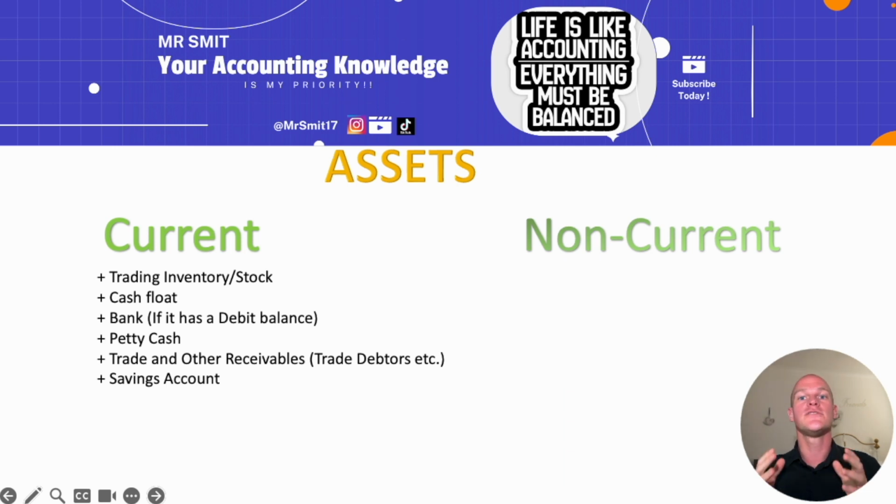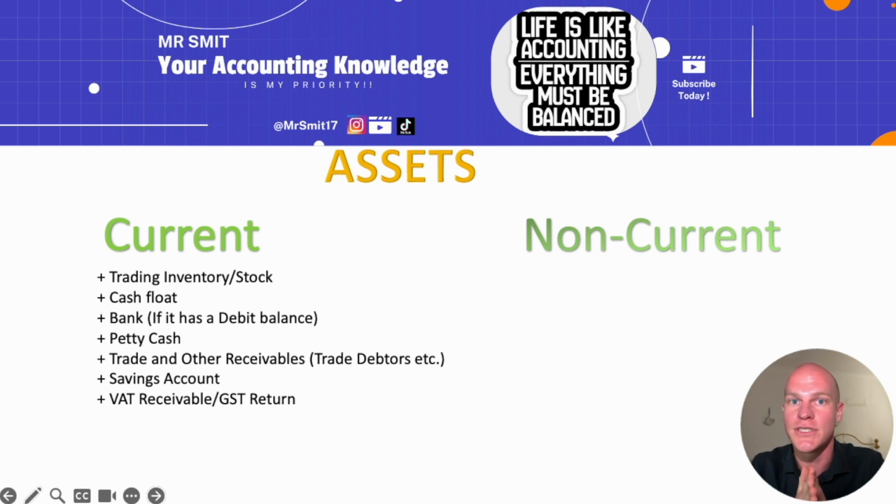Savings account: your savings account is always going to be an asset, because some savings accounts just accumulate growth and growth and growth if you put it into the correct savings account, I must just say. Then finally, if your country of origin deals with VAT or GST, known as goods and services tax, it is beneficial and it becomes an asset to the business when we get a VAT refund or a VAT receivable, or we get a GST return or a GST refund. Those are your lists of current assets.